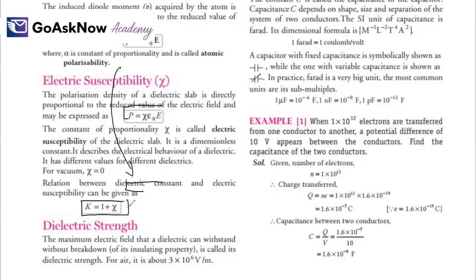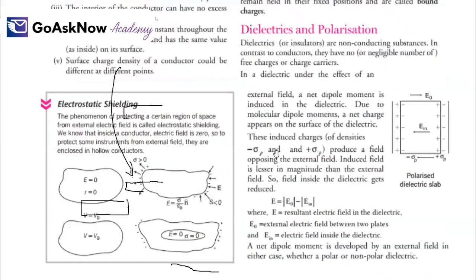So it will withstand its original property up to the last largest value of the electric field, and that is called the dielectric strength. For air, it is about 3 into 10 power 6 volt per meter. So there is no breakdown till here. This is the limiting value for air.